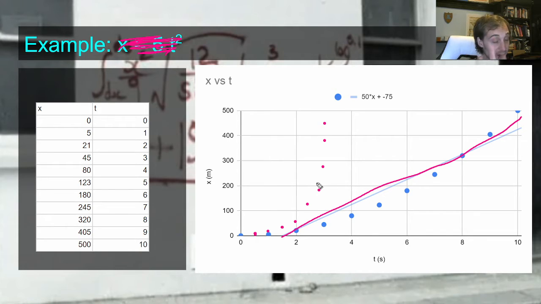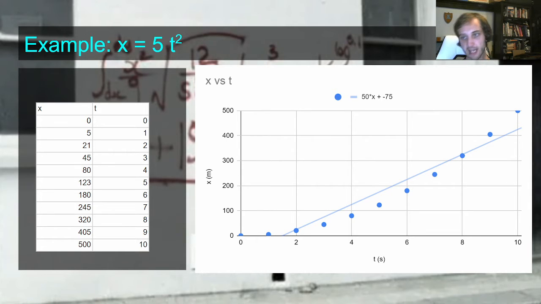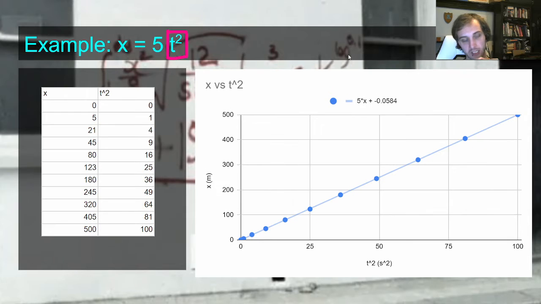As long as you're careful about it, and as long as you label your axes correctly, this won't change what the data is per se, but it will change what your graph is showing. And so in this specific case, if I take my time and I don't graph time, but instead I graph time squared, here's what happens.